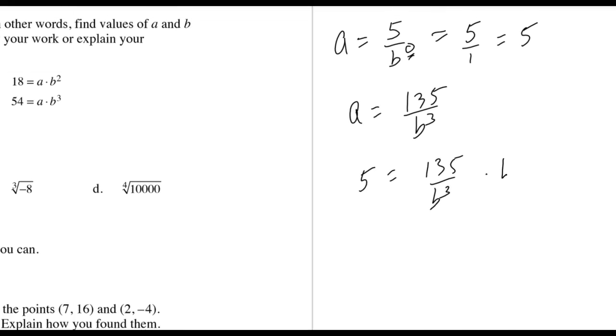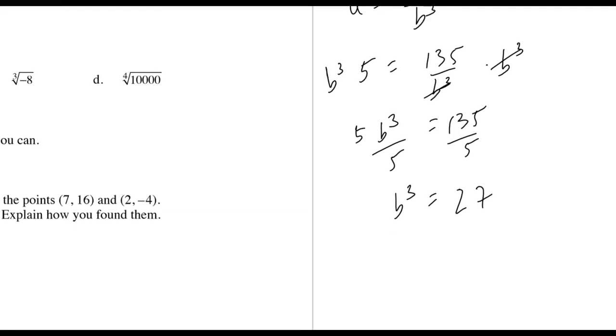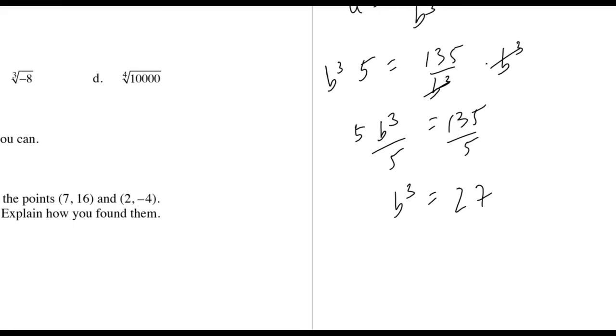Now I can multiply both sides by b to the third, right? And then these would cancel out. And then I would have 5 times b to the third equals 135. I could divide both sides by 5. And I have b to the third equals 135 divided by 5, which equals 27. Okay. Now, that's b to the third. How do I solve for just b?